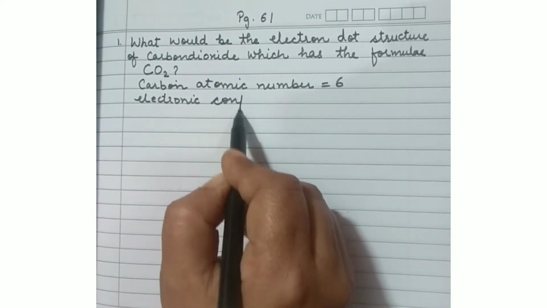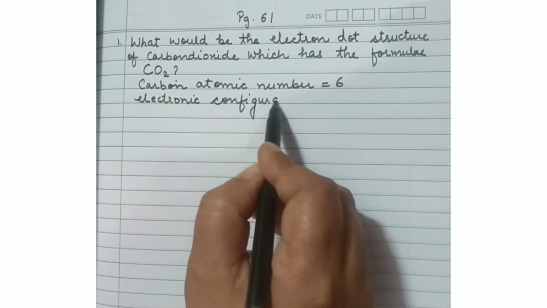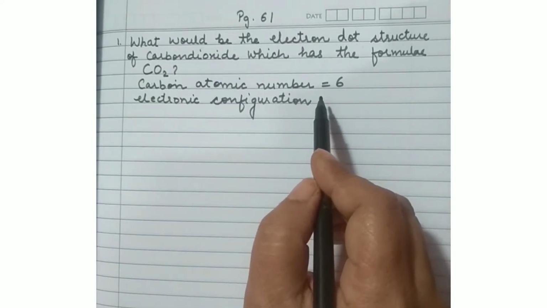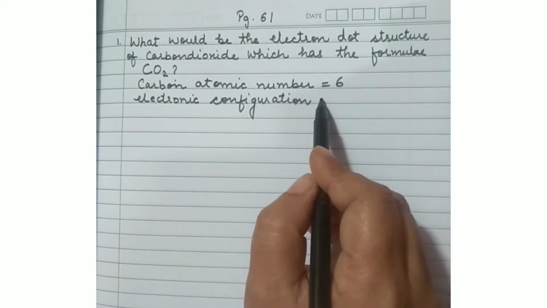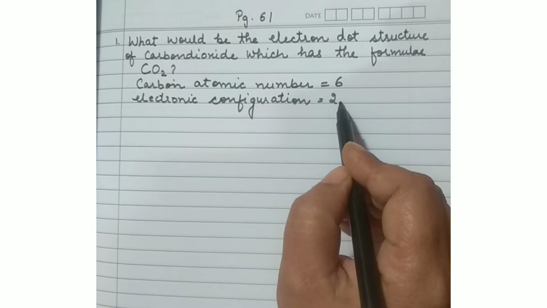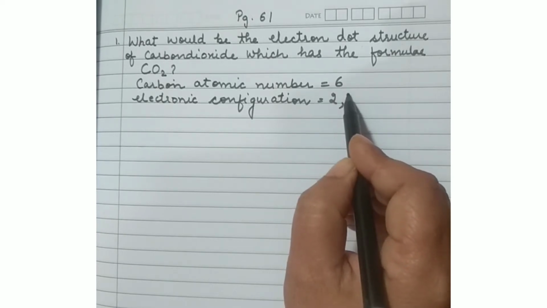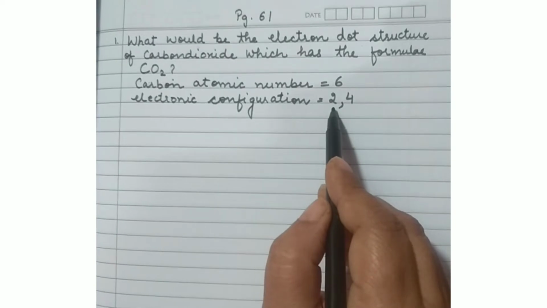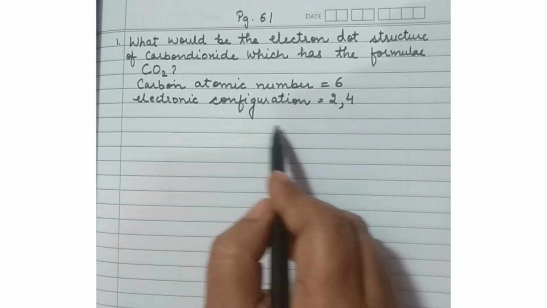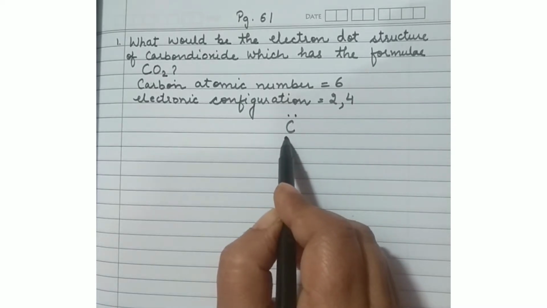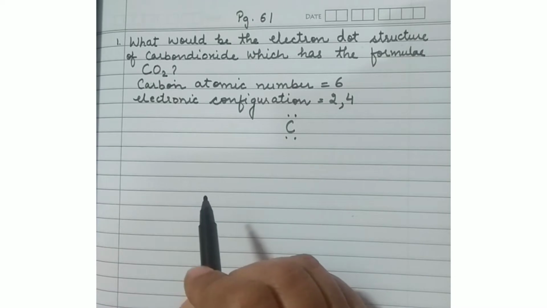Now according to the atomic number, write down electronic configuration. Electronic configuration is the arrangement of protons or electrons. This is number of electrons present in the shells. First 2 electrons, then in the outermost shell 4 electrons are present in the carbon atom. So its electronic configuration is 2, 4. We can write this in this form also.